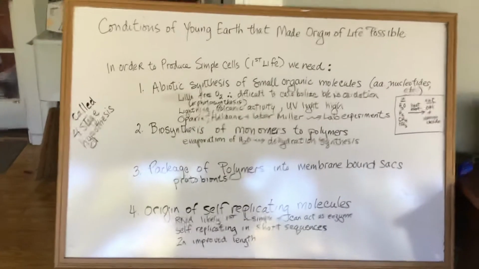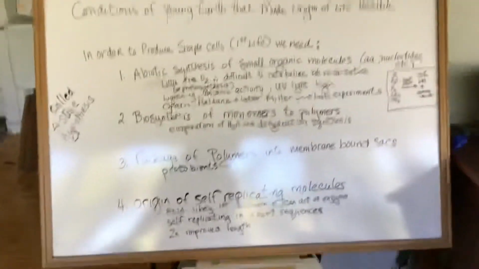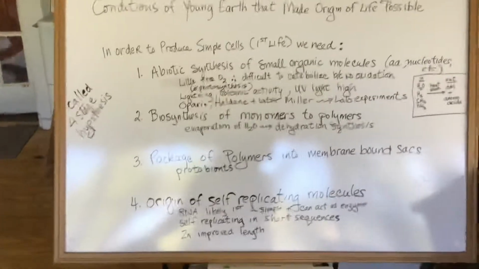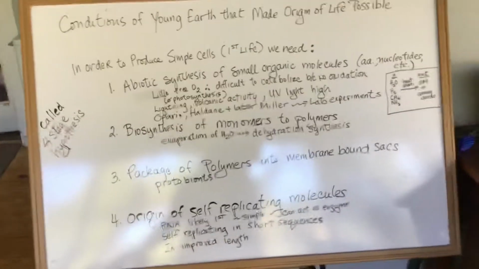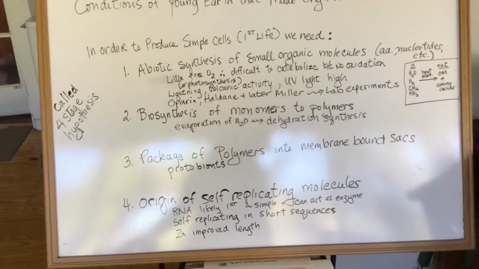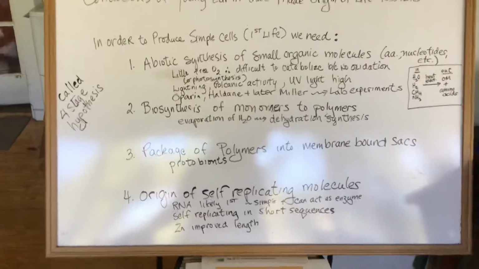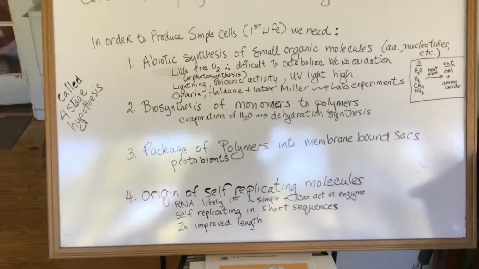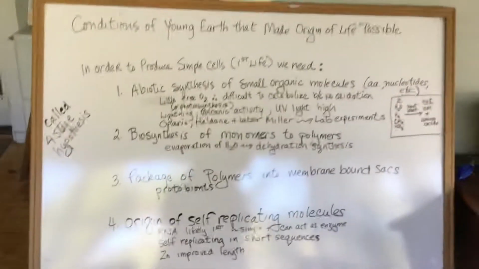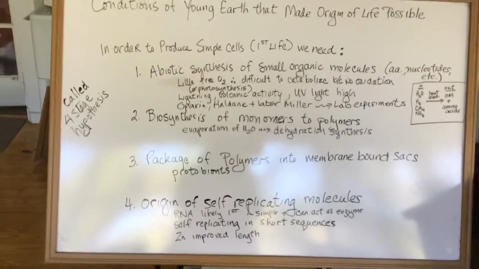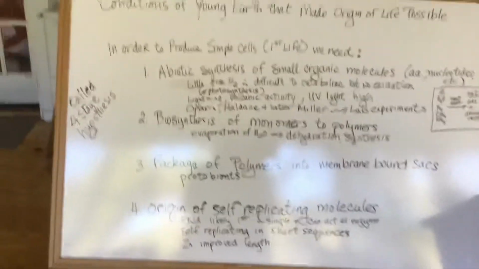All right, so this is called the four-stage hypothesis. In order to produce the first single cells, you need abiotic synthesis of small organic molecules. And then you're going to make polymers and package the polymers in that phospholipid bilayer. And then you have to have those self-replicating molecules. So ultimately, that will create a self-replicating cell. All right? So let's just go through this a little bit.